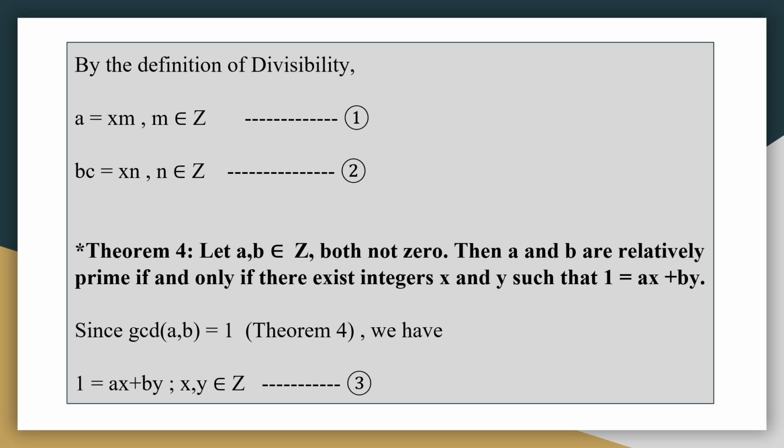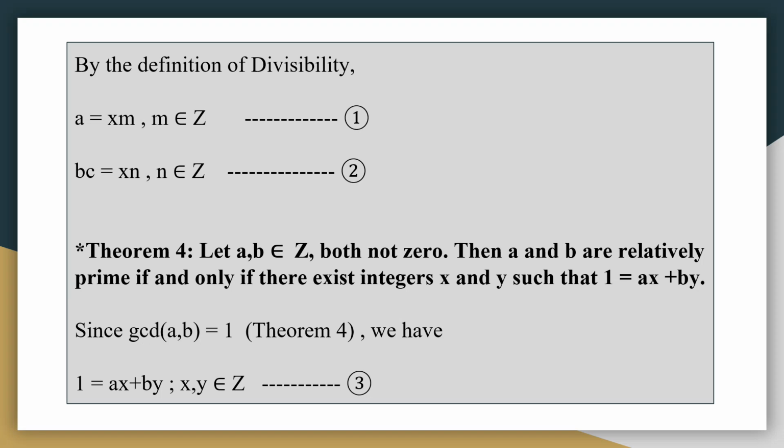By the definition of divisibility, a is equal to xm, m is an integer, so we note this as number 1, and bc is equal to xn, n is an integer, we note this as number 2.